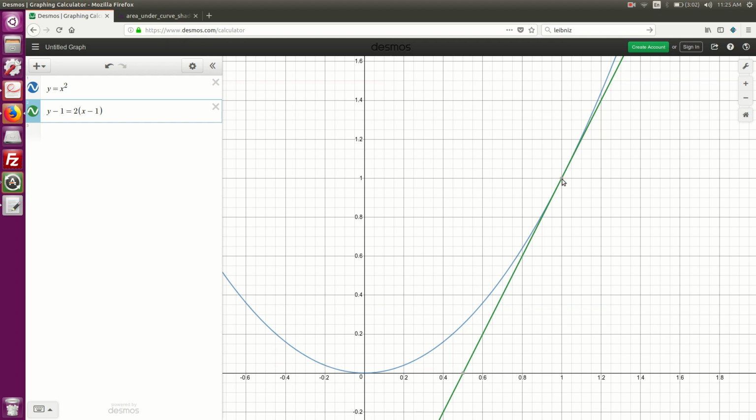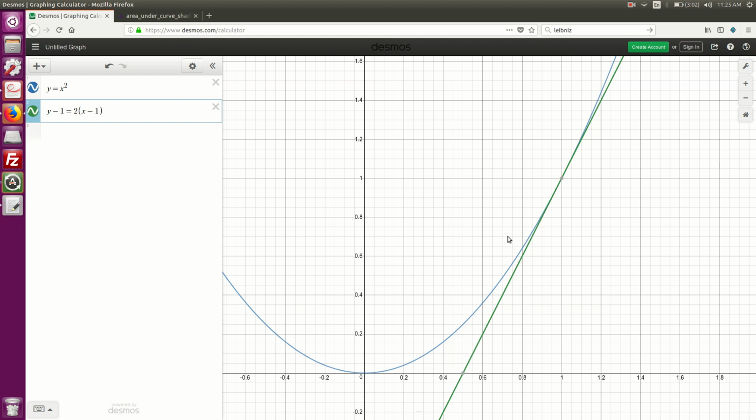Now, what do I mean by that? I mean that it doesn't touch it in two places around that point. So this linear function is balancing exactly on this quadratic function, and it's called a tangent line.